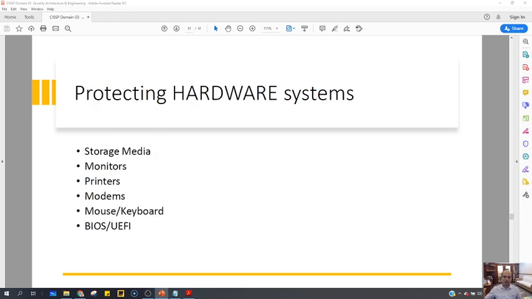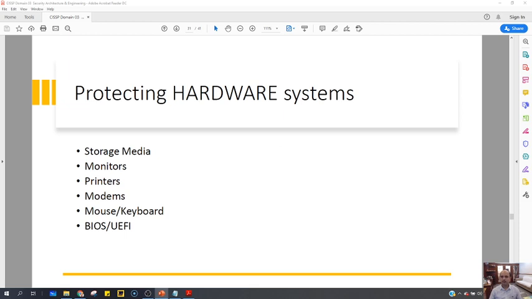So moving further, how can we provide protection to hardware systems? We can provide protection to the storage media. Storage media means the hard disk, pen drive, everything where we can store data. It means the secondary storage which we have discussed. So for storage media, the data remanence problem is there. To protect against it, we can use sanitization, as we discussed yesterday also.